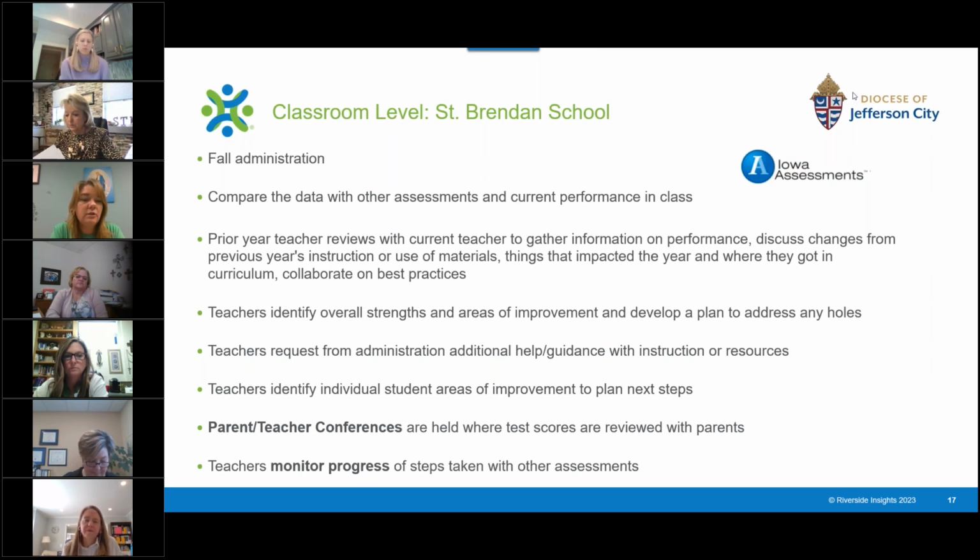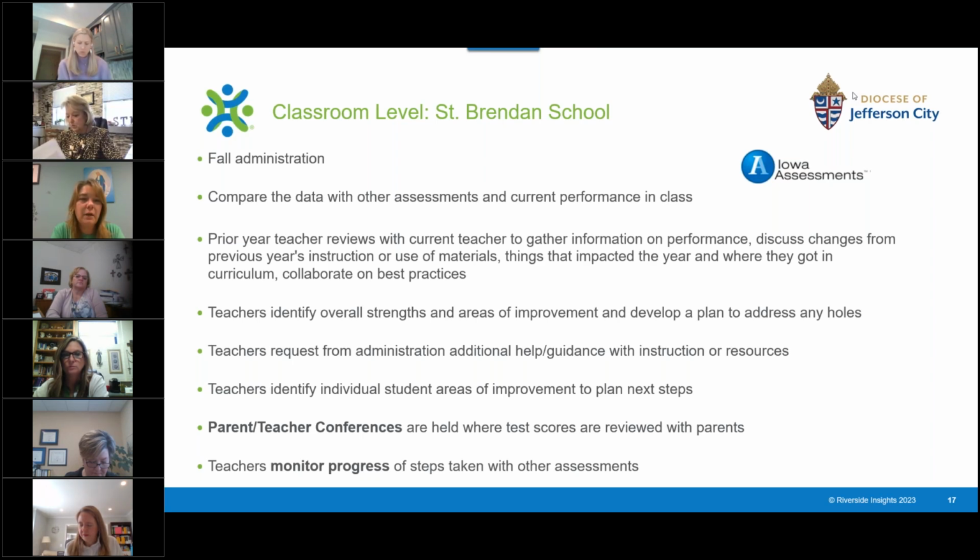And then the teachers also identify individual students that need some additional help. That helps us to see who needs to go to our resource teachers a little bit more. It's just one more piece of information to see what they may need to do with those resource teachers.